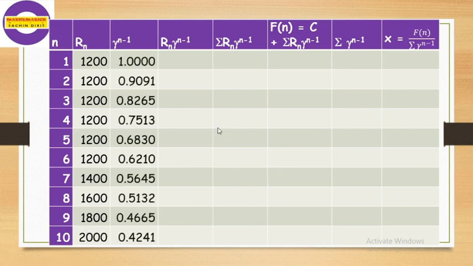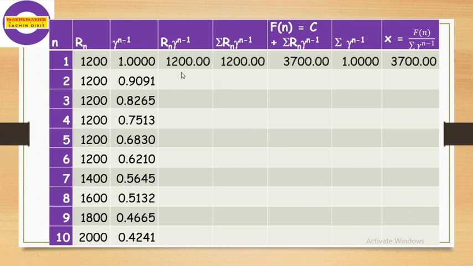Then we know the values of gamma which we had to find out previously. We just have to recall here again these values of gamma raised to n minus 1, and now start filling the remaining table. For that, the first row is the most simple. A multiplication of this Rn into gamma raised to n minus 1, that is 1200. Then summation, it is the first sum, so it will be 1200. Then we have to add this value to the cost of machine. Here cost of machine is 2500, so the cost is 3700.